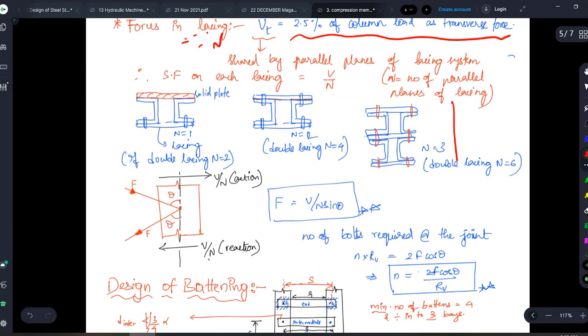See, now comes the very important part. On the front face we are only able to see one lacing, but if you have something like this, look from the top view, you have a C section. Here you are seeing the lacing on the front side.